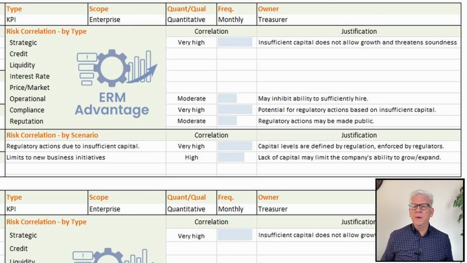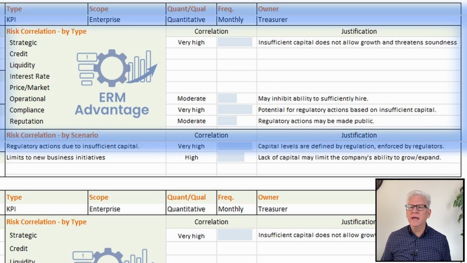Now, the second way we can think about risk correlation, once again, incorporating our risk types into the conversation in a meaningful way, is to think about, should an event occur, what type of risk that might represent. Once again, we're using our various risk type buckets as lenses to help us better understand a risk without being forced into classifying it only one way.